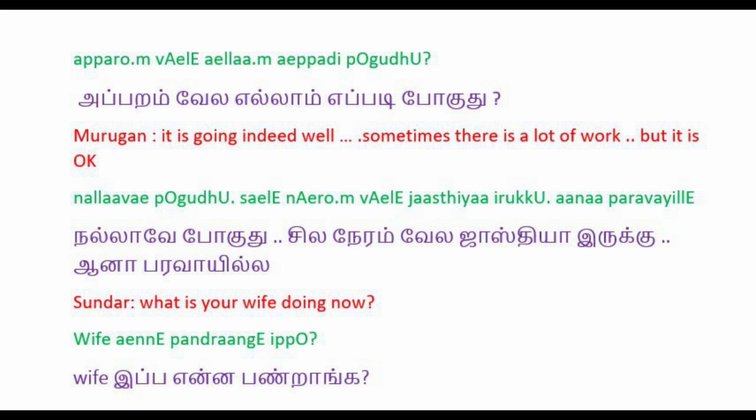சில நேரம், sometimes. சில is some. நேரம், time. வேலை ஜாஸ்தியா இருக்கு. There's a lot of work. ஜாஸ்தி is a lot. இருக்கு, it is. ஆனா பரவாயில்ல. ஆனா is but. நல்லாவே போகுது. சில நேரம் வேலை ஜாஸ்தியா இருக்கு. ஆனா பரவாயில்ல.